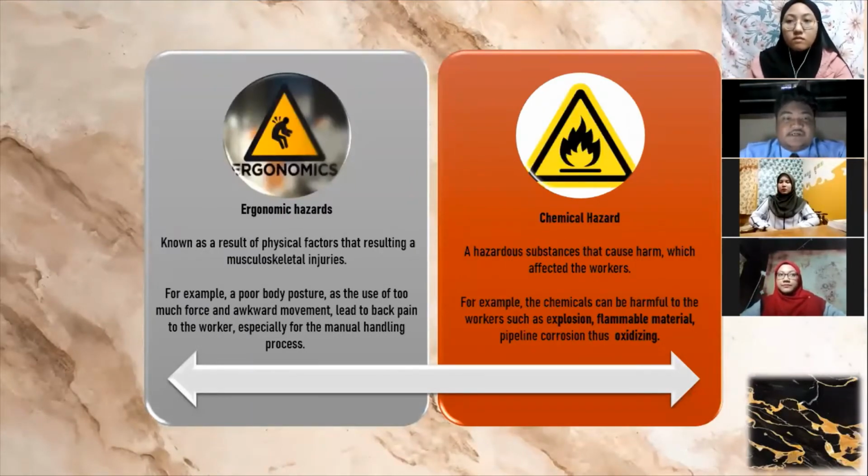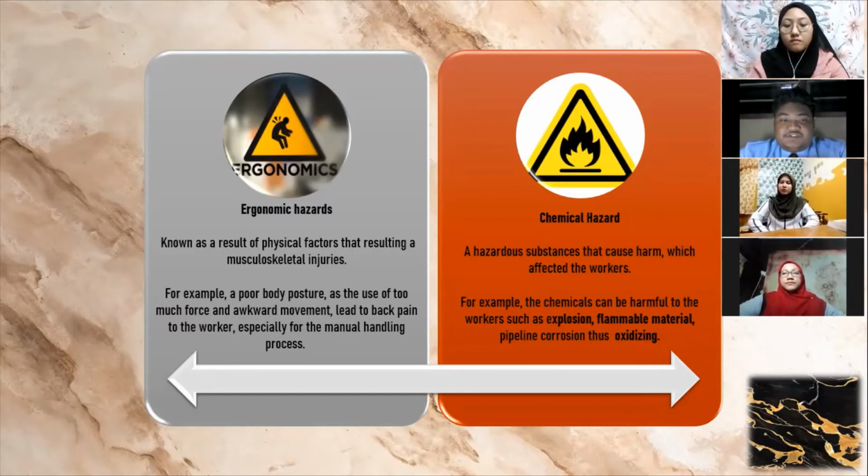The next hazard is the ergonomic hazard. As we know, the ergonomic hazard is a result of physical factors resulting in musculoskeletal injuries to the competent person. For example, poor body posture. This is a common problem that we saw in the workplace, especially in new pipeline installation.